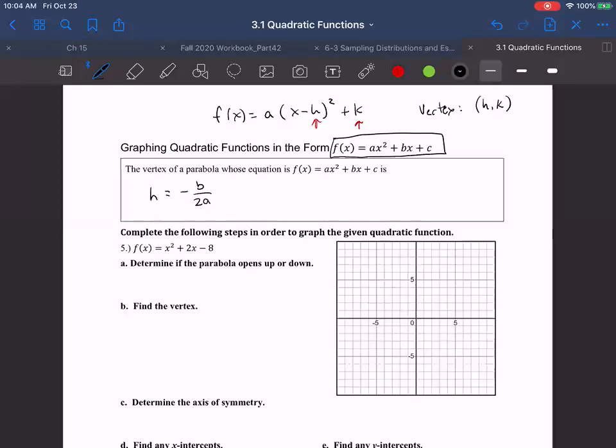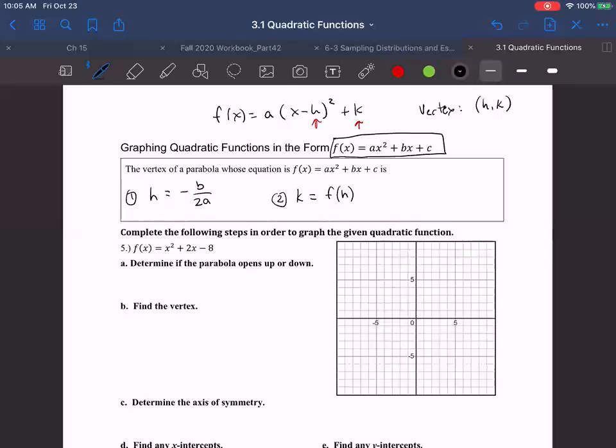So that gets us the h value, the x value. Then if you want to find the k value, the y value for the vertex, you simply plug your h value back into the function. So find h, and then plug it in to get your vertex location. Let's go ahead and take a look at this. Also, we can look at a and determine if it's an up parabola or a down parabola.